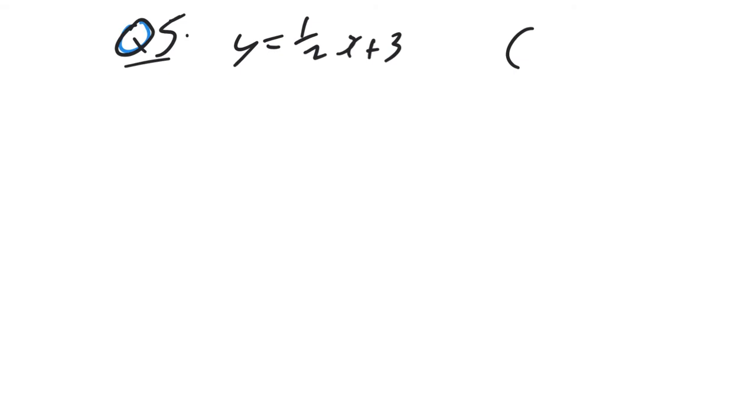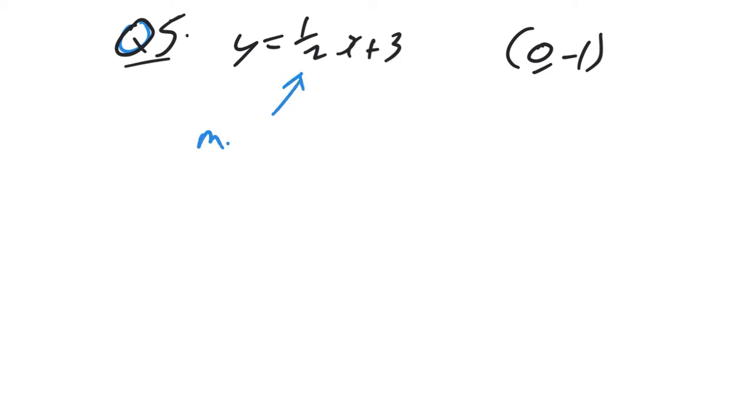Okay, question 5 says, write down the equation of a line which is perpendicular to y is equal to a half x plus 3, not really very important, and it also has to pass through the point 0, minus 1. Okay, so it has to be perpendicular to this line here and also pass through 0, minus 1. First thing I'm going to identify is a gradient.